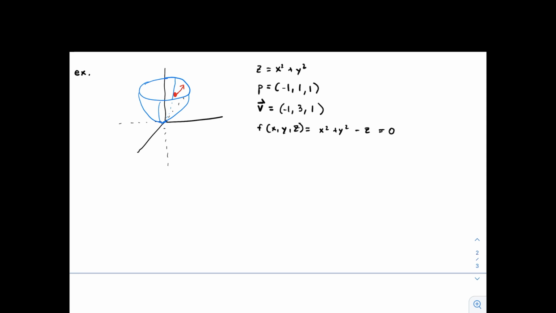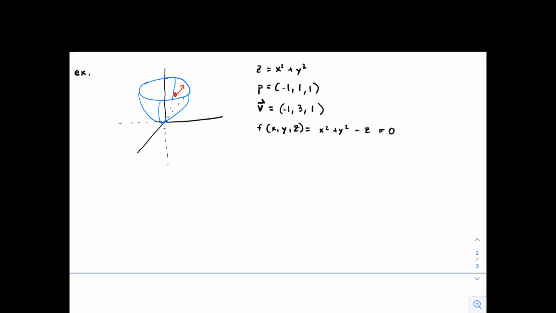Jumping back to the example at the opening of this video, let's consider that the blue curve is defined by the equation z equals x squared plus y squared. The point at which we're interested in the behavior of the curve is the point (-1, 1, 1), and the direction that we care about, our vector v, is (-1, 3, 1).